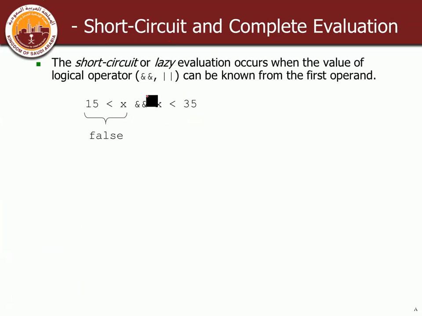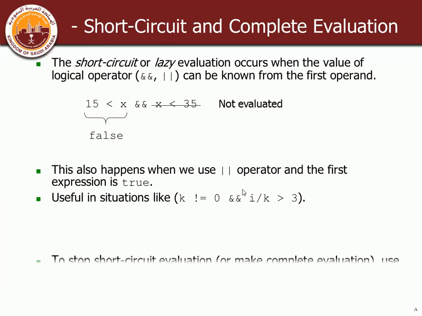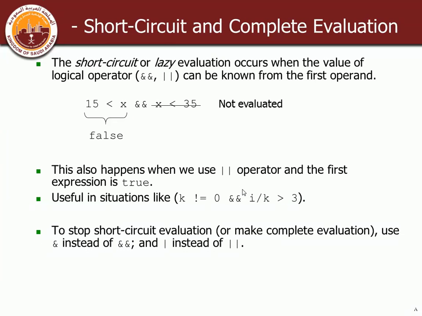So if it's false, you don't need this to be evaluated. But you need to understand, if you see a piece of code with a double AND symbol or a single one, or the same for OR, it's going to make a difference. The short circuit is when I have the double symbols, and complete evaluation is when I have only one. Same thing for the OR. For the NOT, we don't have that because it's not the same thing.